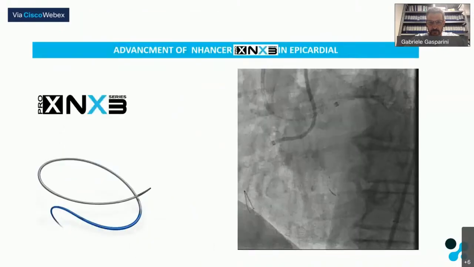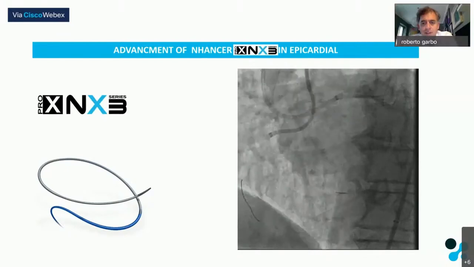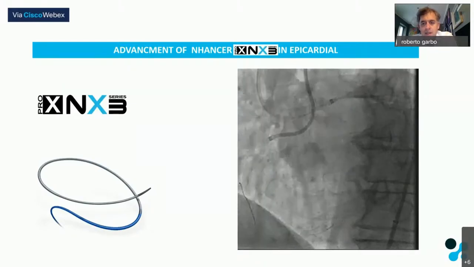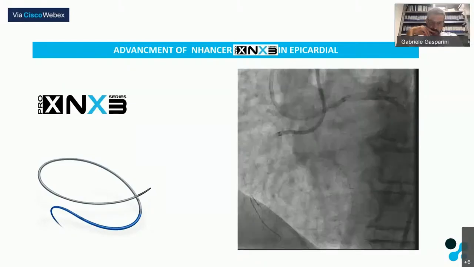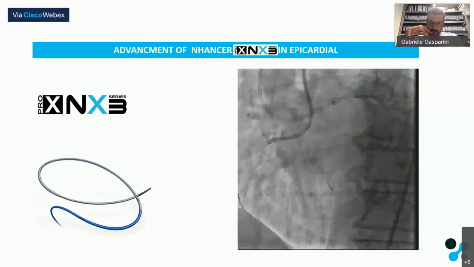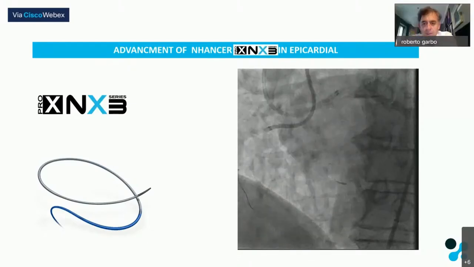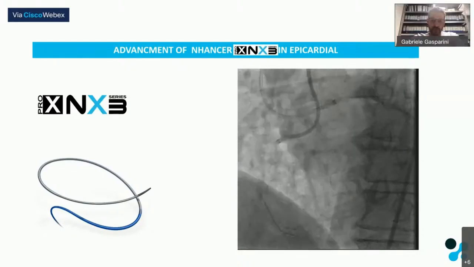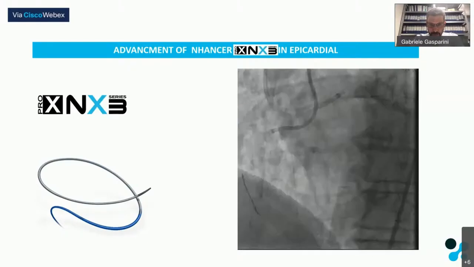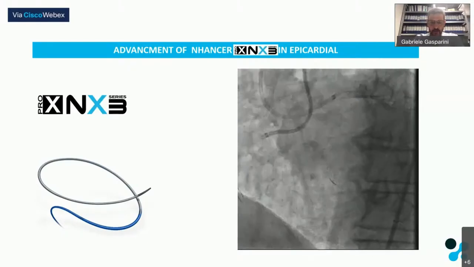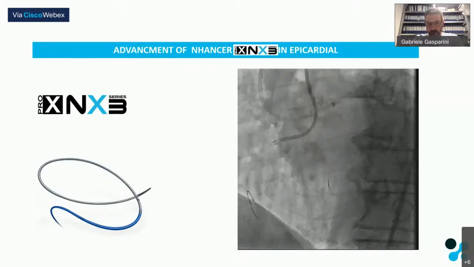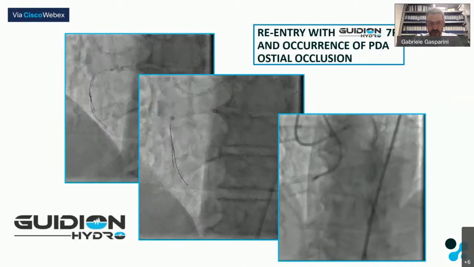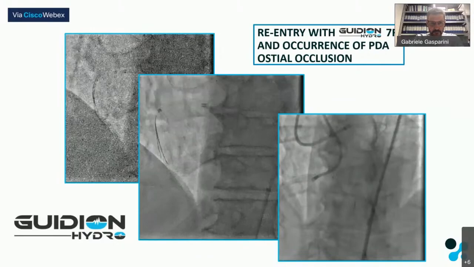Great. This is the crossing of the Enhancer Pro X in this epicardial. You can see this is real time. Look at how I was really surprised about the behavior of this new microcatheter at that time. Yeah, it's a very interesting microcatheter, especially in a retrograde crossing of tortuous epicardial channel. Great. Performance is very good, especially in these cases of tortuous channel.